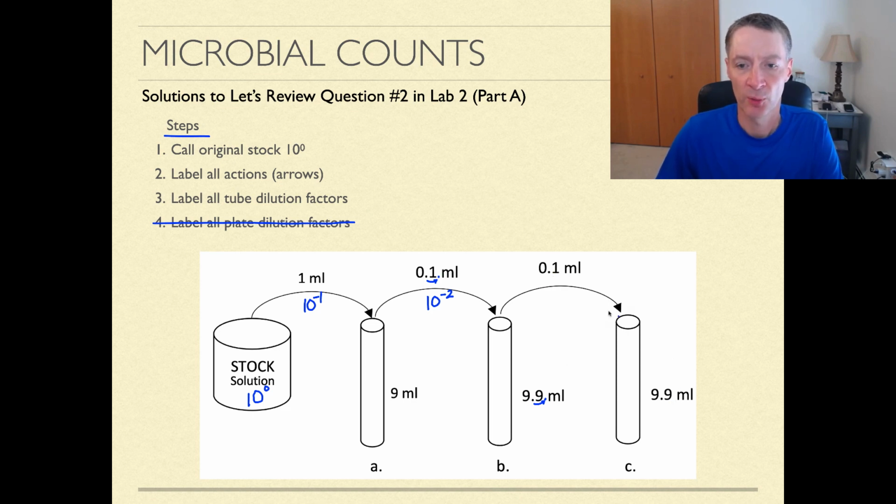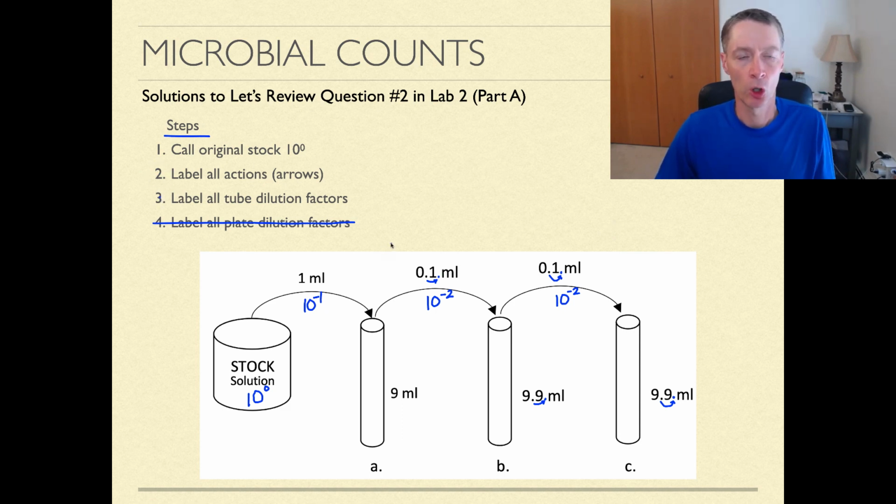Okay, now we do it again. 0.1 into 9.9. Again, pretend like you're moving the decimal point in both places. It's like 1 in 100. This is a 10 to the negative 2 dilution. All right, we've done step 2. Now we're on to step 3.